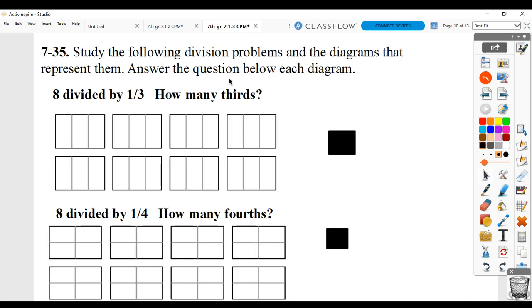Here they want you to look at these division problems and answer the questions. So if you have 8 divided by 1/3, how many thirds is that? Well, if you have 8 rectangles and you're dividing into thirds, which is what this diagram is showing, then you're going to have, if you count them up, 24 thirds, 24 sections, or 24 thirds in 8. And then 8 divided by 1/4, there are 32 fourths in 8.